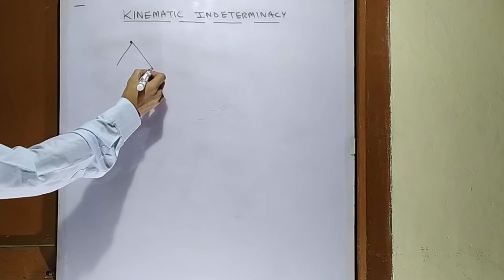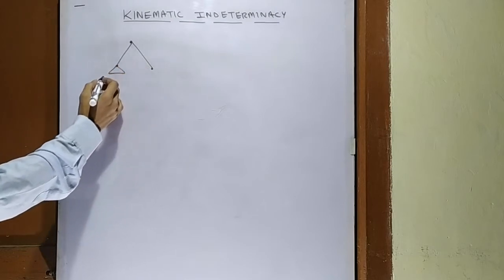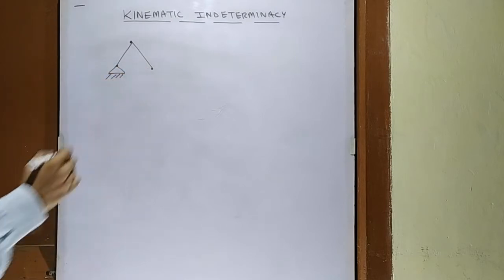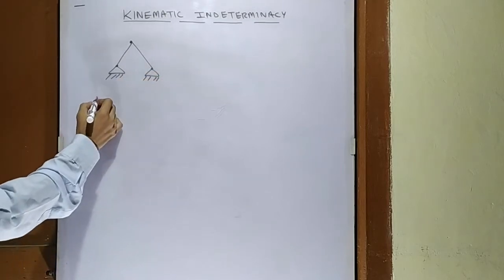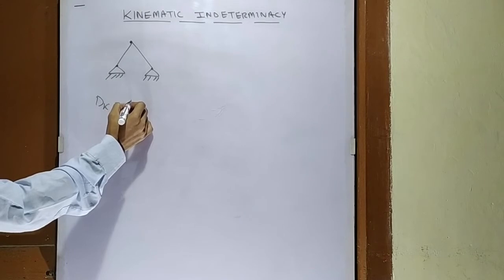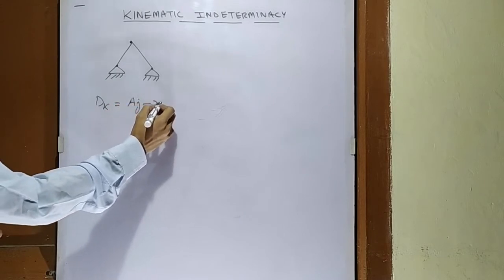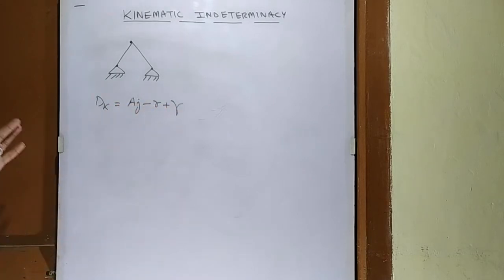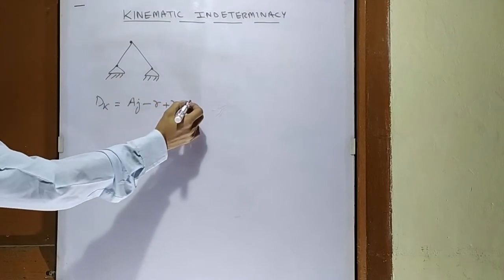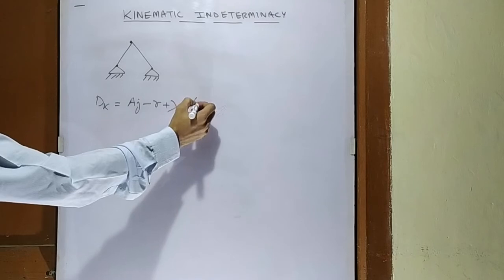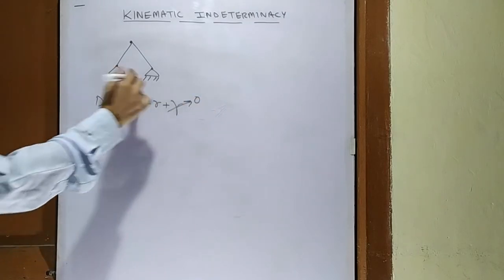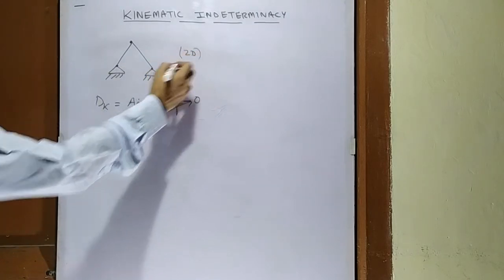So this is a pin jointed structure, and there is a pin support, and at this joint there is also a pin support. Now what was our formula? Our formula was Dk is equal to Aj minus r plus gamma. Because this structure doesn't have any internal hinge or any guided roller, the gamma will be 0. Now this is a 2D pin jointed structure.